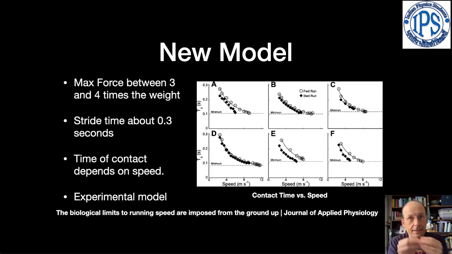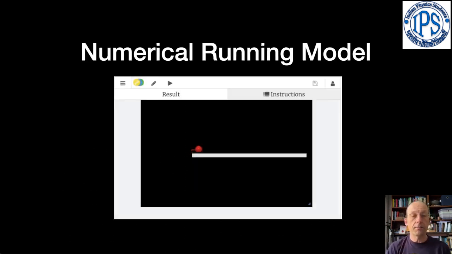And the problem is, as I go faster, with that same force, I have to push more and more up in order to get up higher, because it's only applied for a short amount of time. Well, I'm going to skip a lot of the details, but I will show you the model. Here is my running model in Web VPython, and you can see the ball bouncing along the ground.